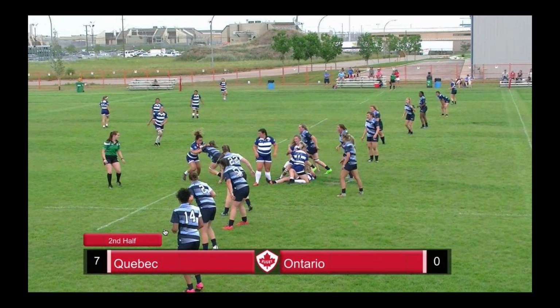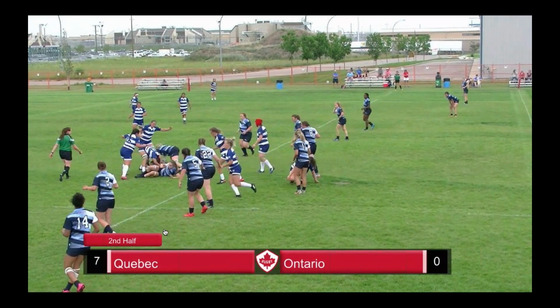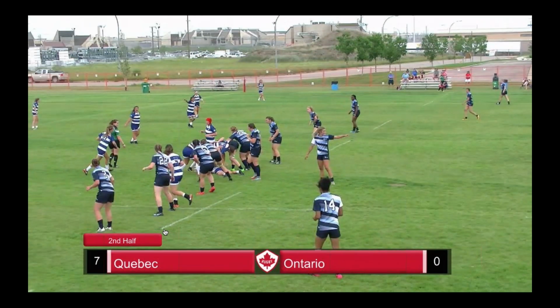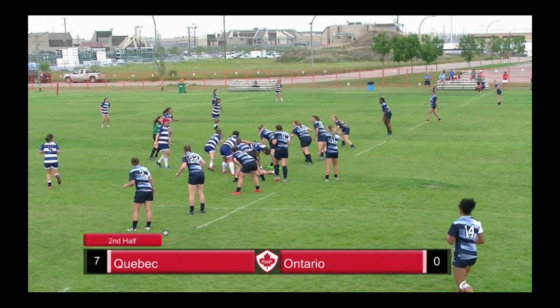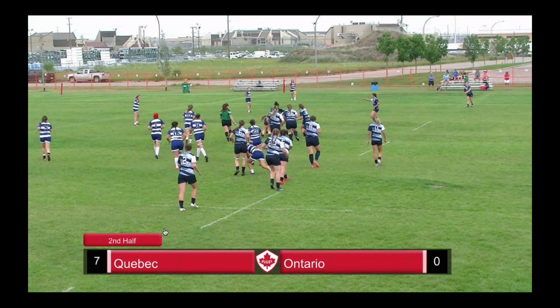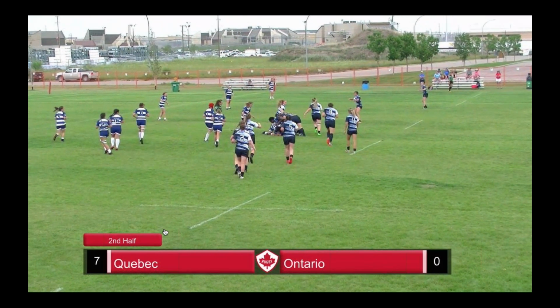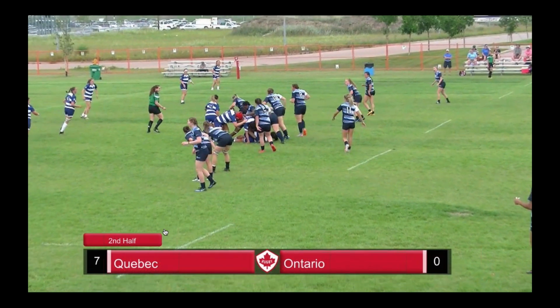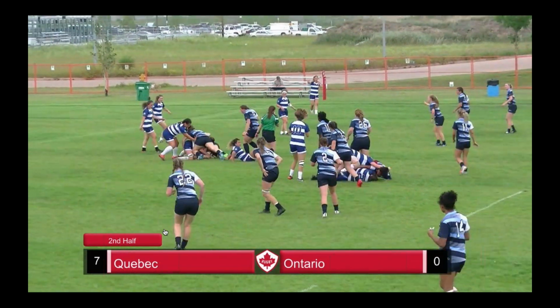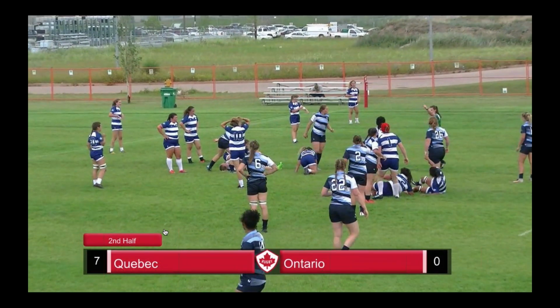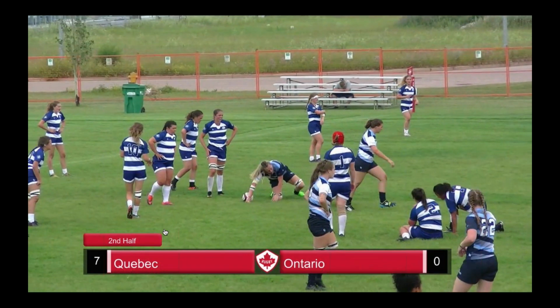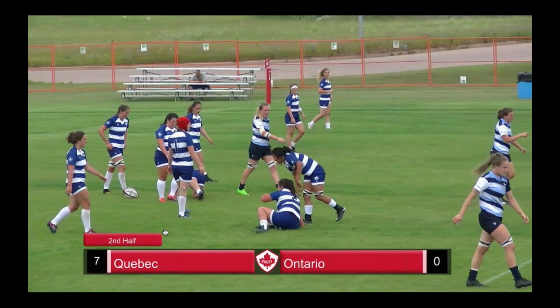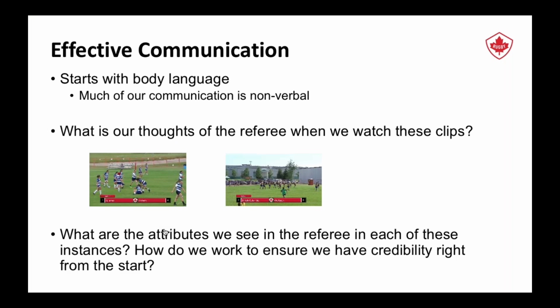So let's look at body language, tone of communication, and then the credibility of decisions and why it is we're playing on here. The lack of decision here, i.e. blowing the whistle earlier, is certainly something that players would look at in terms of, okay, what is actually going on here, and why is it that we're not buying into the referee? That would be the kind of outlook I would have in that situation. And I asked the question below here, what are the attributes we see in the referee in each of these examples, and how do we work to have credibility right from the start?